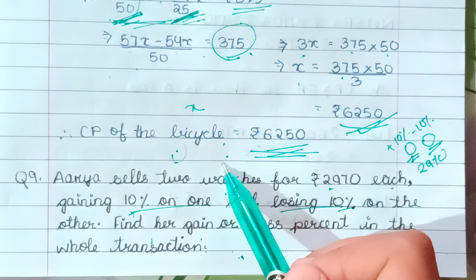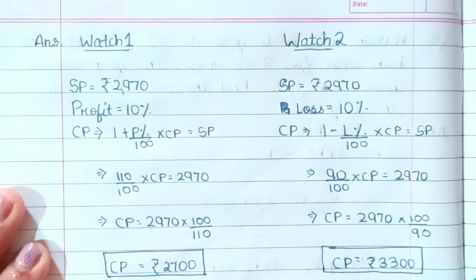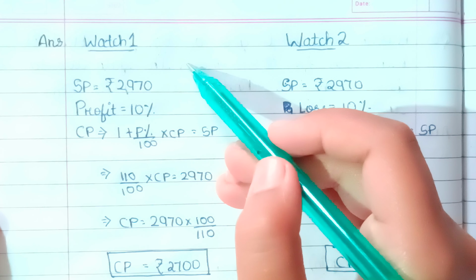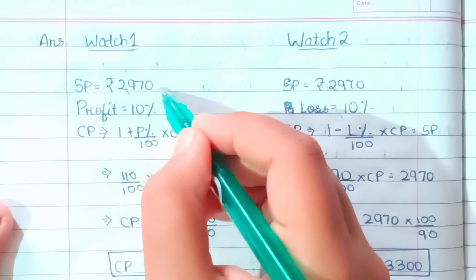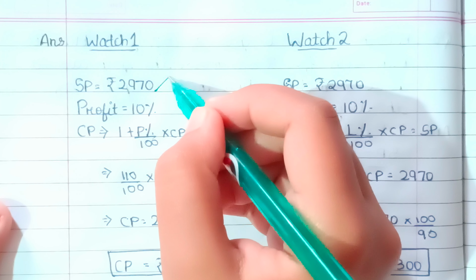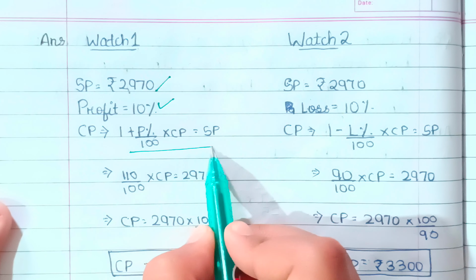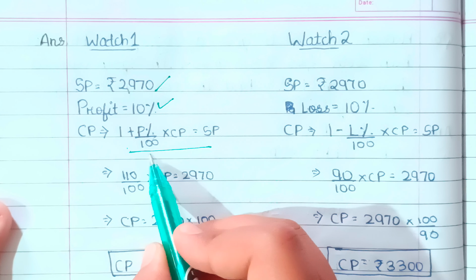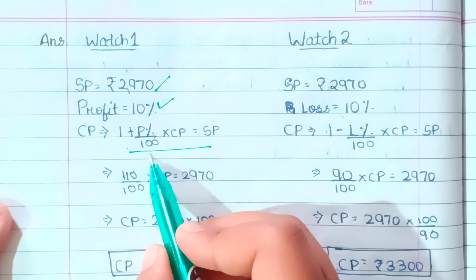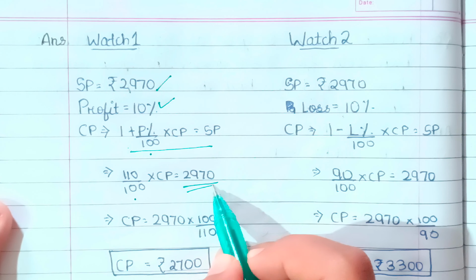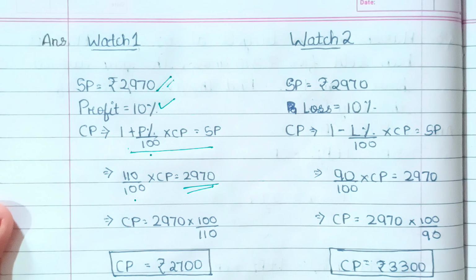Let's see how to solve this question. So let's do it for each watch. First of all, we have watch 1. In watch 1 the SP is rupees 2970. The profit is 10% and we have to find the cost price. 1 plus profit percent by 100 into CP is equal to SP. 110 by 100 into CP is equal to 2970. That is the SP which is given.